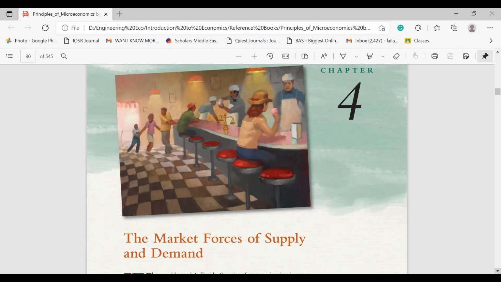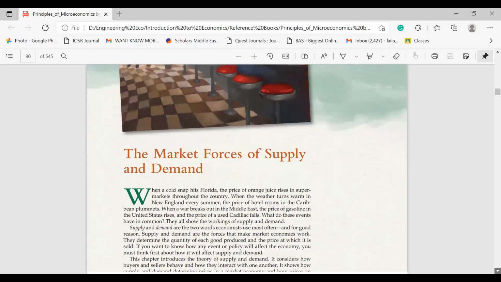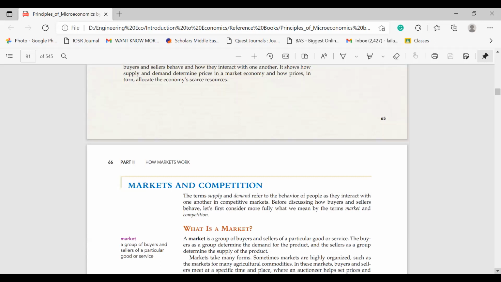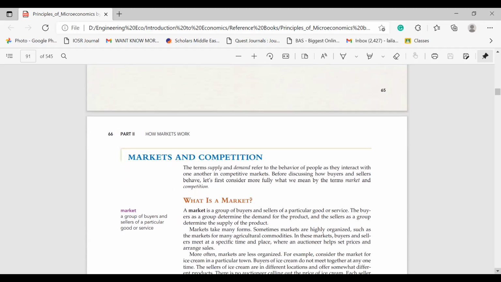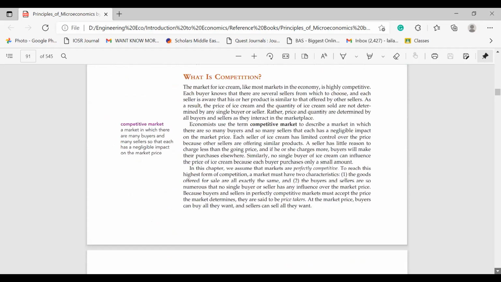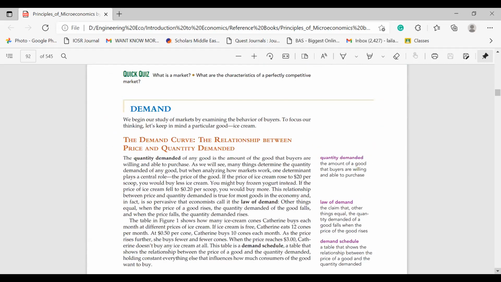Producers, they will produce something. That means they will supply something. And the consumers, they will consume something. That means they will demand something. So from this consumer and producer end, we will focus on this topic, that is the market forces of demand and supply. In this chapter, first of all, I will not focus on what is market or different types of market, because I already covered this portion. So first of all, I will start with the topic, that is demand.